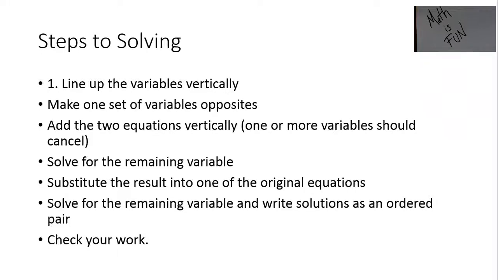After that, we're going to solve for the remaining variable that we have, substitute that result into one of the original equations, and then solve for the other variable and write the solution as an ordered pair. And after that, as in all good math processes, you should check your work. So let's take a look at an example.